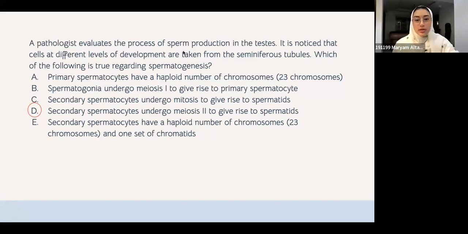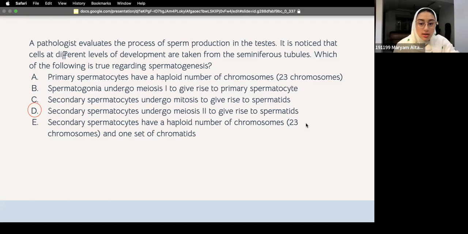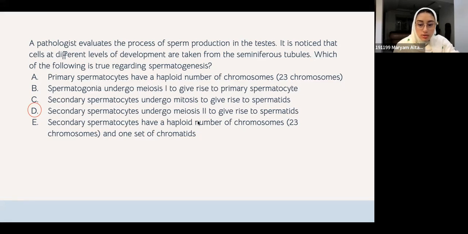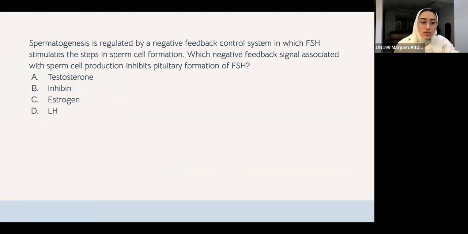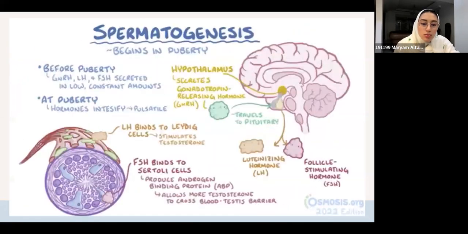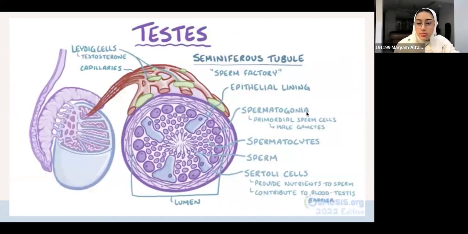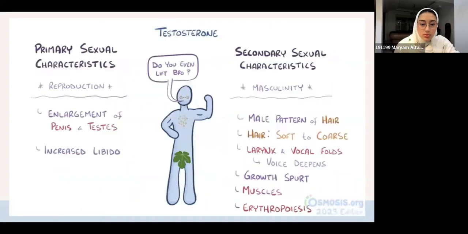Okay. All right. So our answer here is D. Secondary spermatocytes undergo meiosis 2 to give rise to spermatids. In order to better explain this question for you guys, let me just go back to the picture that we had earlier, so that you guys can understand. Okay, here we go.